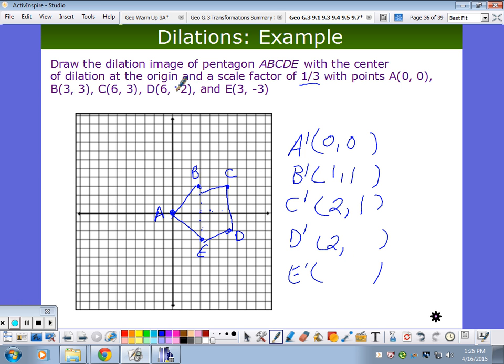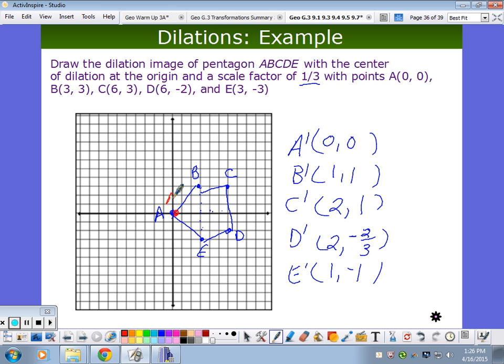Oh, look at this one. Not a nice number divisible by 3, so I guess I'll just leave it like -2/3. Don't make it a decimal or anything, just -2/3 is fine. 3 over 3 is 1, and then -1. Right? Just dividing all those numbers by 3. This one we get a little teeny tiny guy.